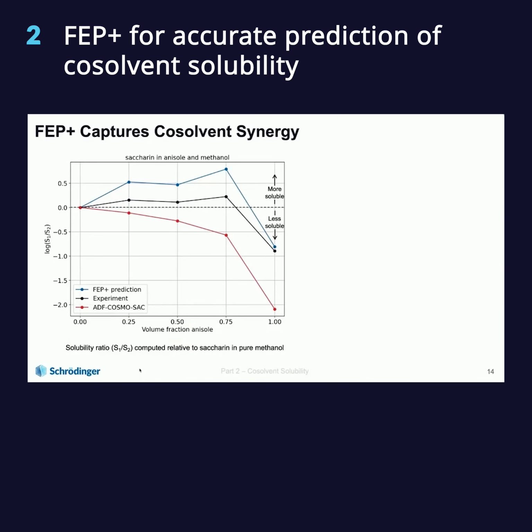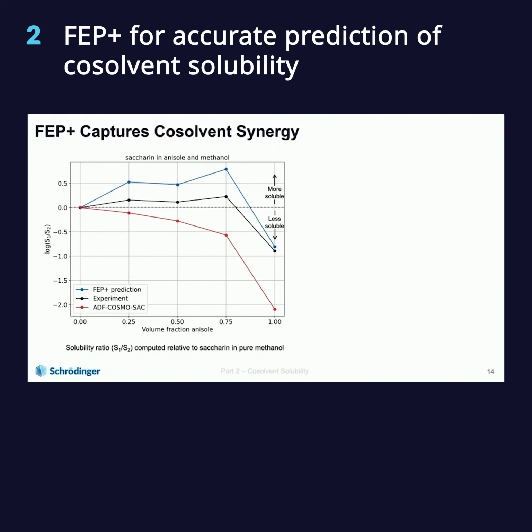We wanted to see how this worked with cosolvents. We know that once you have 2 solvents in there, the solubility is going to change. And in some cases, there are synergistic effects between 2 different solvents. So shown here is the solubility ratio, all normalized relative to pure saccharin in pure methanol. And then we see how the solubility changes relative to that as we add anisole.